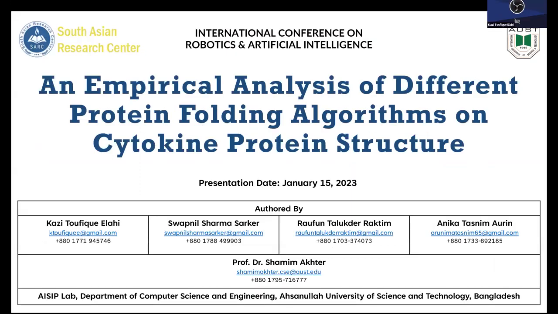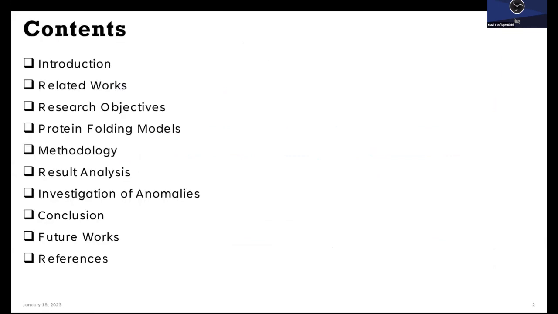Hello everyone, I am Kajita Fikirahi. Today I will be presenting on my paper, an empirical analysis of different protein folding model algorithms on cytokine protein structure. This paper was authored by myself, Swapnil Sharma Sarkar, Raufun Philip the group team, Anika Tasnimari, and supervised by Professor Dr. Shamina. These are the contents that I will be talking about: introduction, related work, research objective, and so on.